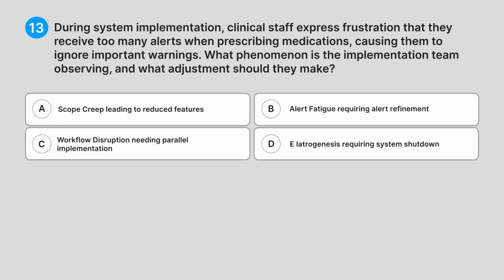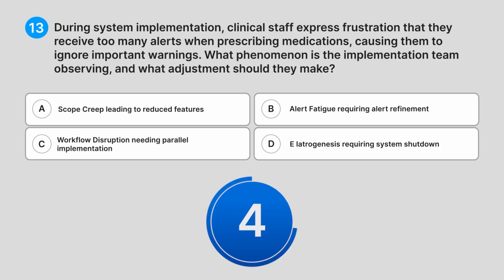13. During system implementation, clinical staff express frustration that they receive too many alerts when prescribing medications, causing them to ignore important warnings. What phenomenon is the implementation team observing, and what adjustment should they make? A. Scope creep leading to reduced features. B. Alert fatigue requiring alert refinement. C. Workflow disruption, needing parallel implementation. D. Iatrogenesis requiring system shutdown. Can you guess the answer?